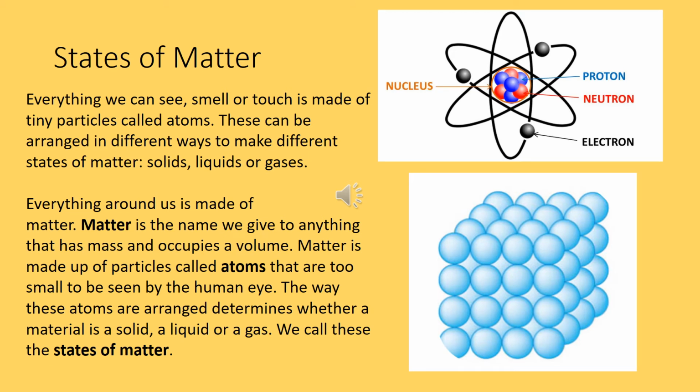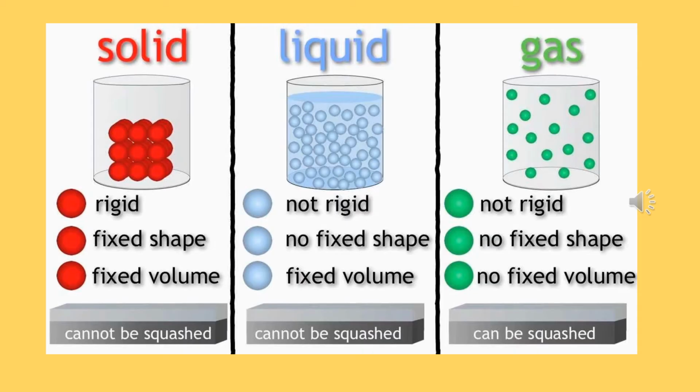Everything we see around us is made up of matter. Matter is made up of teeny tiny particles, which are called atoms. The atoms are really important in determining whether something is a solid, a liquid, or a gas. The way that the atoms are arranged makes it a solid, liquid, or gas. What do you notice about the particles in a solid, a liquid, and a gas?